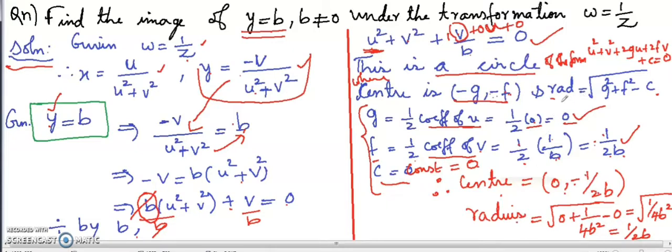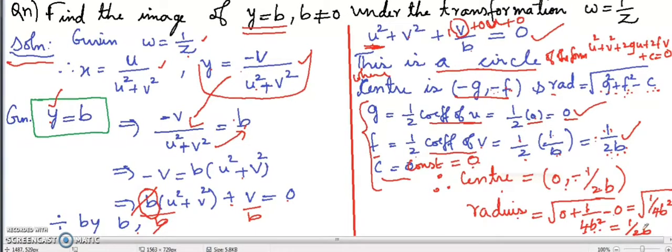Radius is given by this equation, root of G square plus F square minus C. G is 0, F is 1 by 2B. Squaring F, 1 by 4B square. 1 by 4B square minus constant C is 0. So root of 1 by 4B square, that is 1 by square root of 4 is 2, square root of B square is B. So 1 by 2B is the radius.